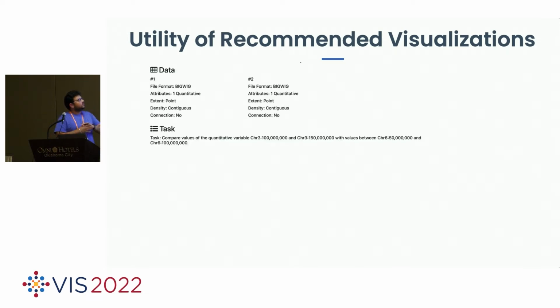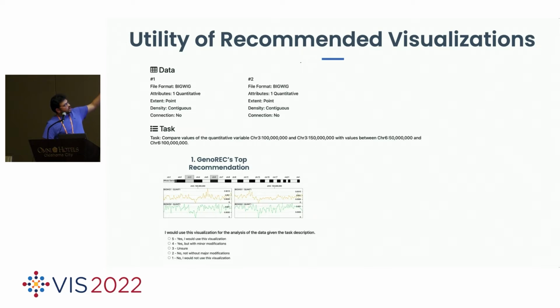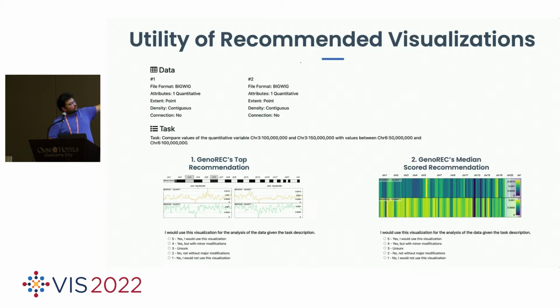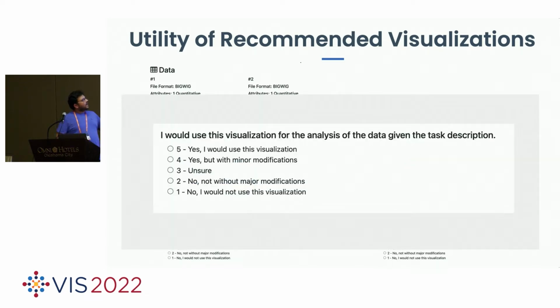So in this case, we recruited genomics analysts who were actively working in the field, and we conducted a within-subject study where we gave them data and task combinations phrased in their domain language, and then we showed them GenoRec's top recommendation and a median recommendation scored by GenoRec. GenoRec can give you multiple recommendations, and some of them are not scored as highly as the top recommendations. Of course, the participants did not know, as the stimuli were anonymized. And then we asked them if they would use this visualization given the data and task description, and they could rate this on a 1 to 5 scale.